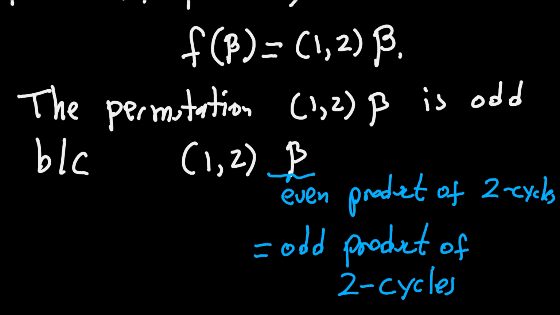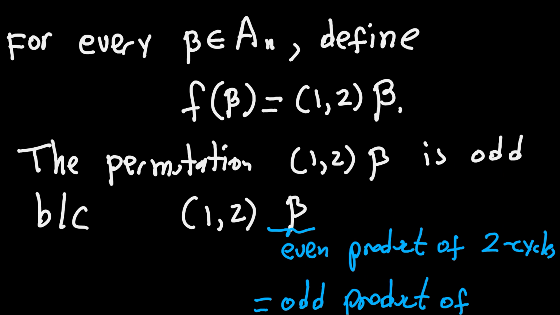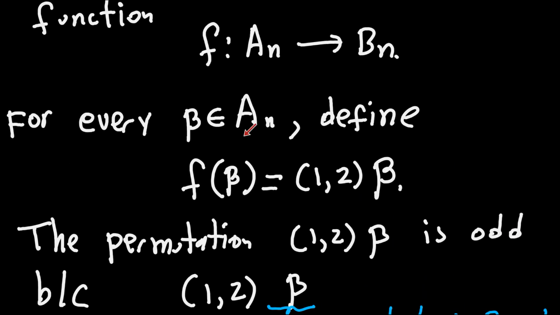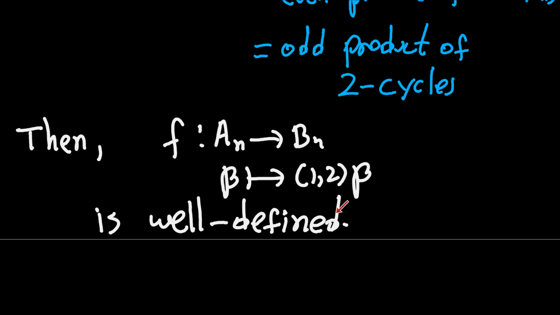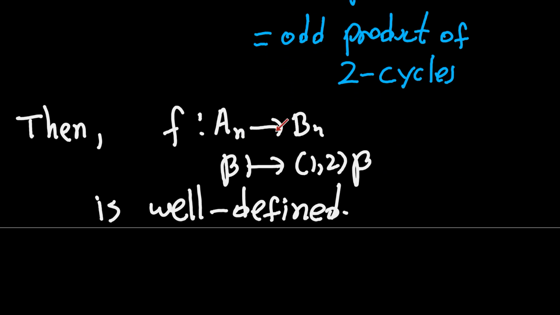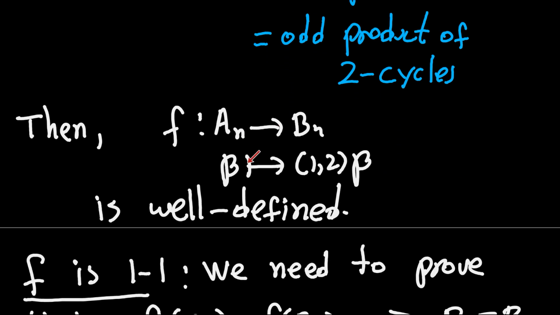So what that means is that this function here is well defined. Meaning that if I take an element of An, doing the function like this, it's going to give me an element of Bn. So the function is well defined. So this is the notation for the function here: beta goes to (1 2) times beta.